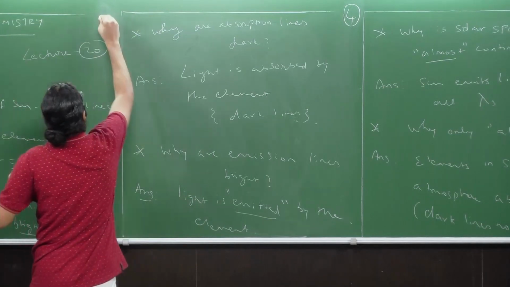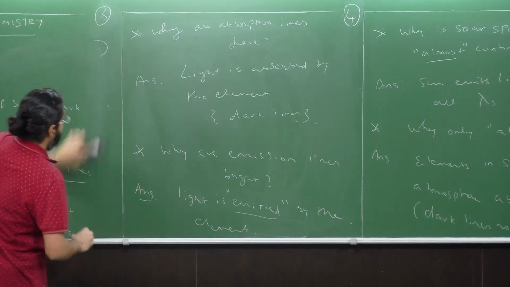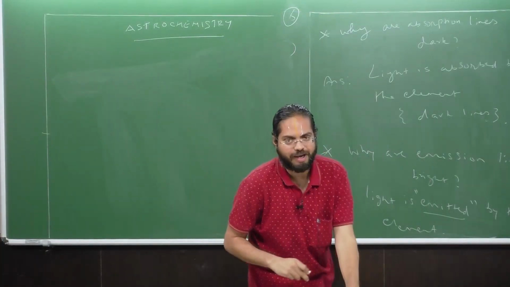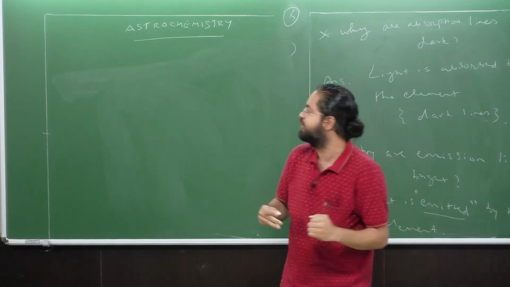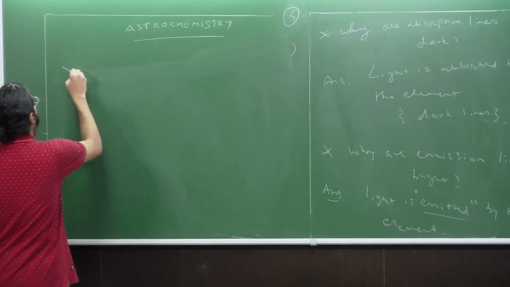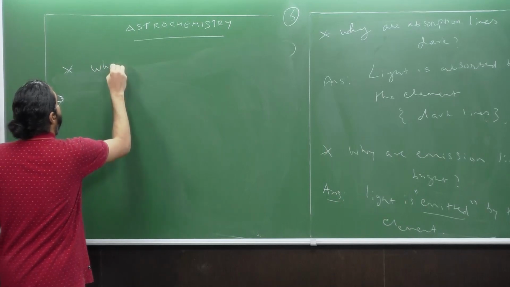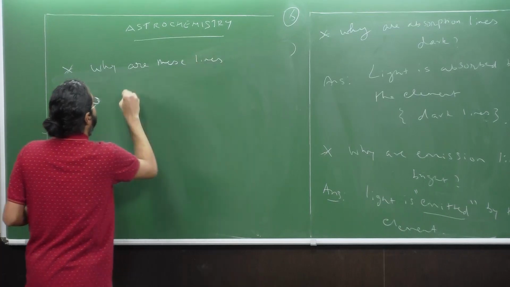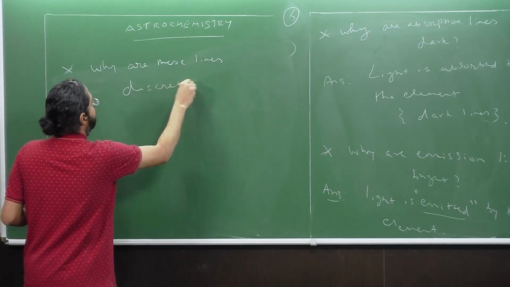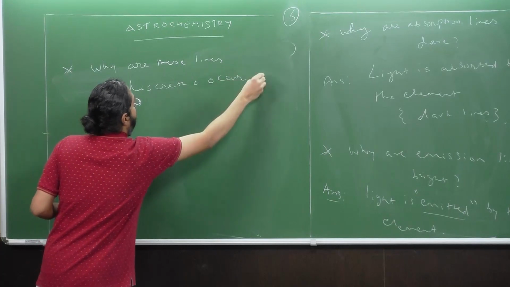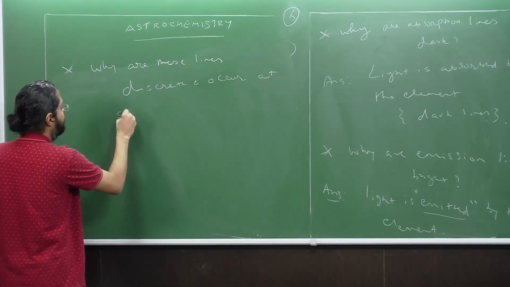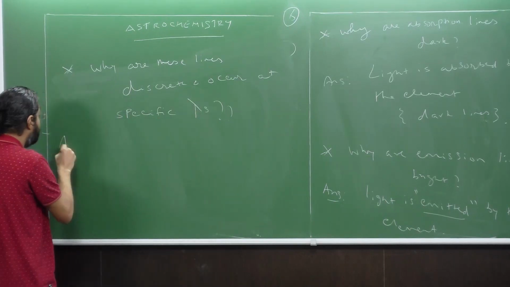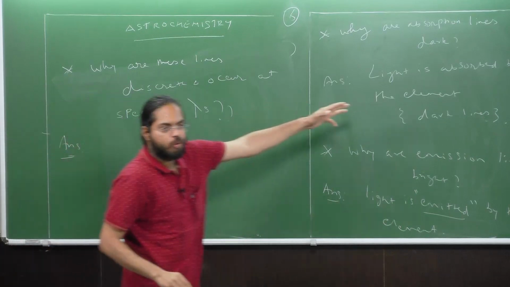Now, the next question that we shall be addressing is a rather profound question, and I'm not going to give you a complete answer now. The question is, why are these lines discrete and occur at specific wavelengths? Now, this is a profound question.